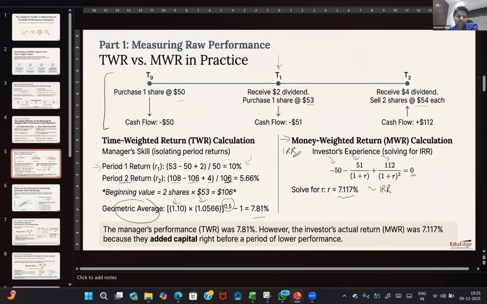So although the manager's performance shows 7.8%, in reality, the investor's actual rate of return on the basis of IRR calculation is 7.117%, because here you're assuming compounding every period in IRR.